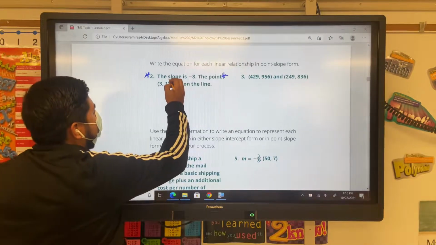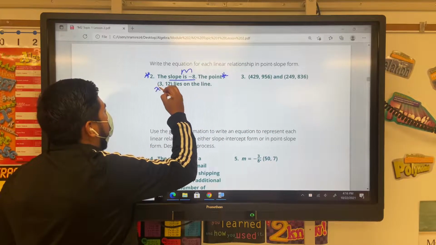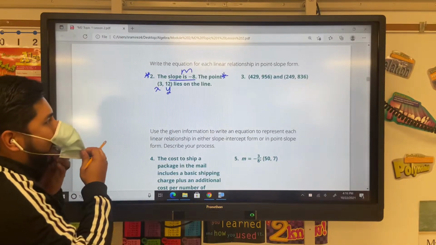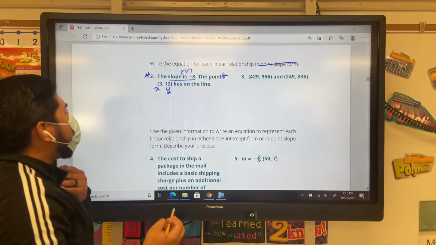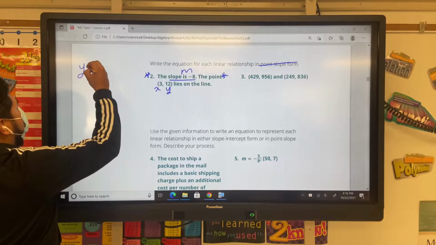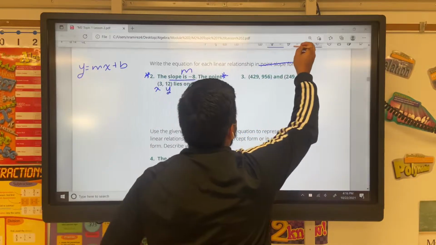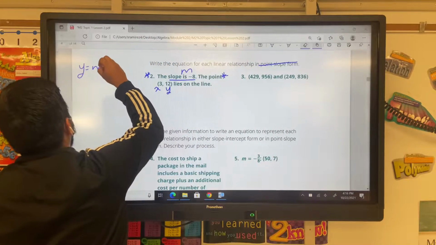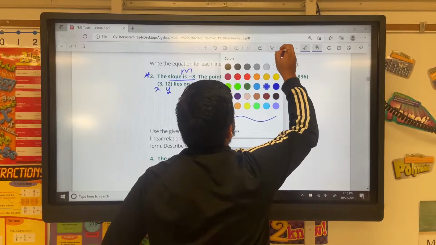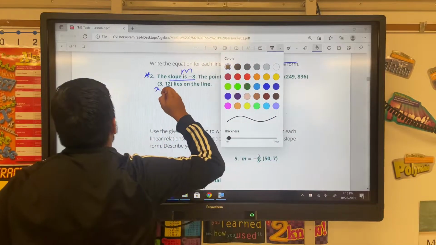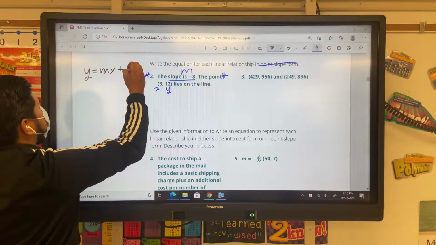Now, the slope is given. I'm going to label it as m because slope is m. The point is given, x, y. I will use the slope-intercept form. Do not use this because I don't want confusion. Slope-intercept form is y equals mx plus b. I'm going to write it a little bit more over here. Let me erase it. Give me 1 second. And let me use a different color. Just black. Y equals mx plus b.